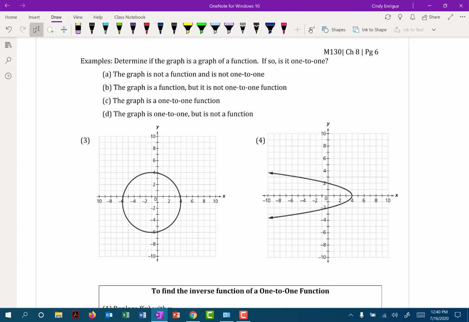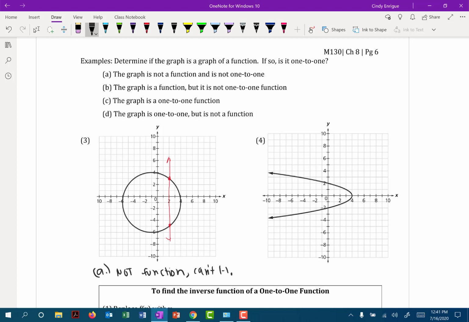So let's look at two more. So we want to know whether it's a one-to-one, a function or not. So letter C, if I know I'm looking at a function, here is my vertical line test. So I cross it twice, so it fails the first criteria. This is not a function, so A, not a function. And if it's not a function, it definitely can't be one-to-one.